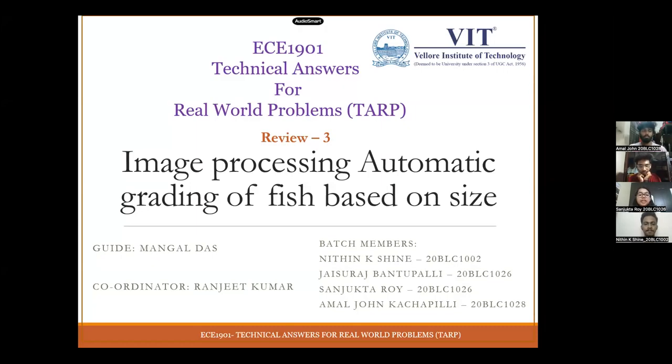Hello, our topic is image processing automatic grading of fish based on size. Our TarpID is 47 and our members include Nitin, Jaisuraj, Sanjukta and Amar.